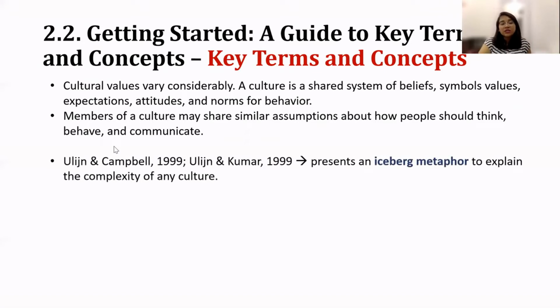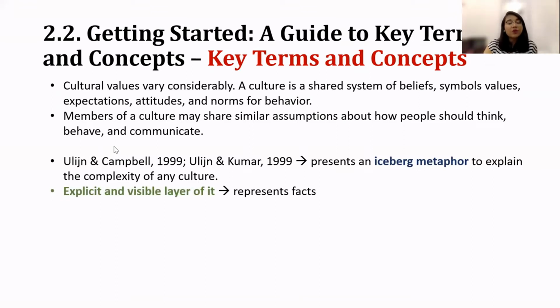Let's see what researchers here said. There are Oligin and Campbell and Oligin and Kumar. They researched in 1999. They explained cultural differences between one cultural group to another by presenting an iceberg metaphor to explain the complexity of any culture and how complex it is to see one culture with another.